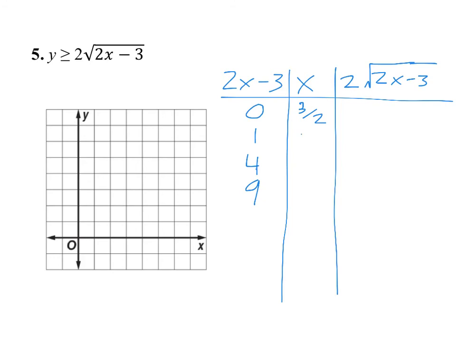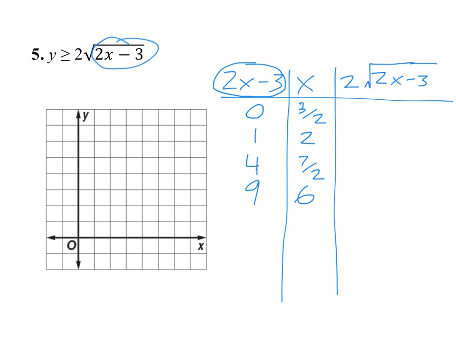Add 3 and divide by 2. 1 plus 3 is 4, divide by 2 is 2. Take 4, add 3, and divide by 2. These numbers look pretty familiar. Take 9, add 3 is 12, divide by 2 is 6. All right, so what are we doing to the left column? We're taking the square root of that and then multiplying that value by 2.